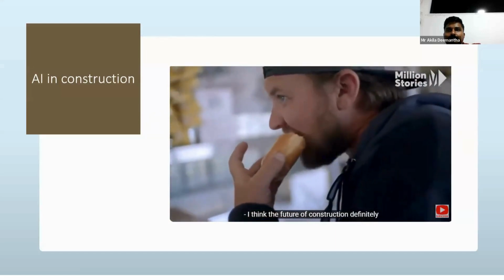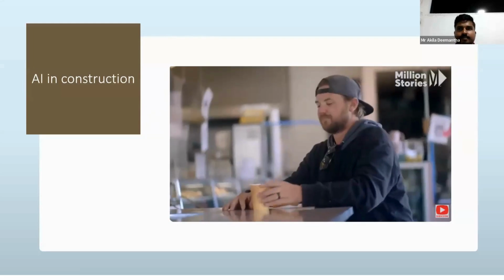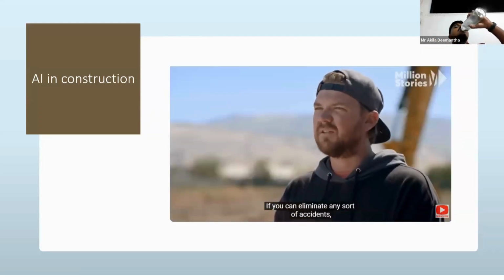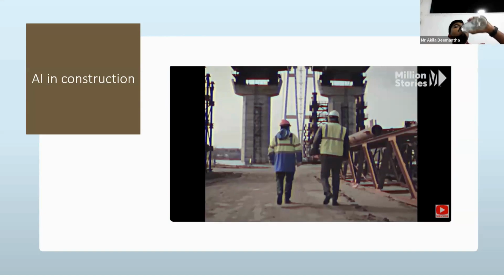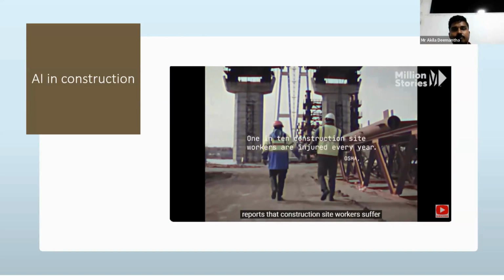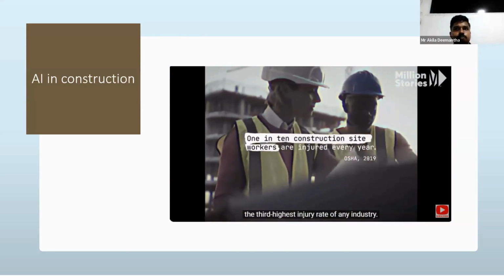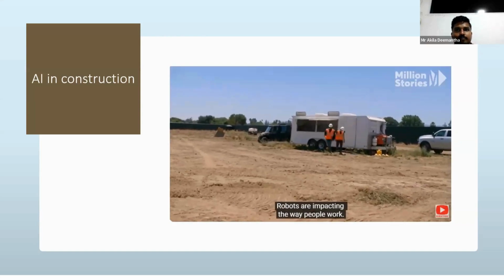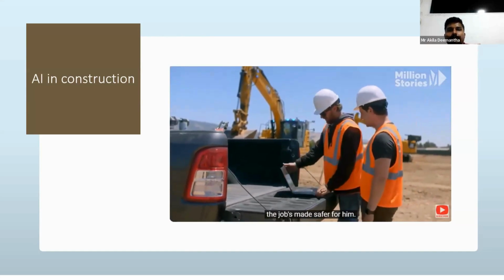I think the future of construction definitely is looking towards more autonomous machines. If you can eliminate any sort of accidents, a lot of companies I think are going to go towards the autonomous way. The Occupational Safety and Health Administration reports that construction site workers suffer the third highest injury rate of any industry. Robots are impacting the way people work. In Clayton's case, by working alongside them, the job's made safer for him.